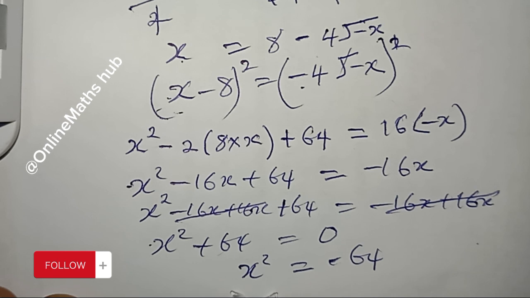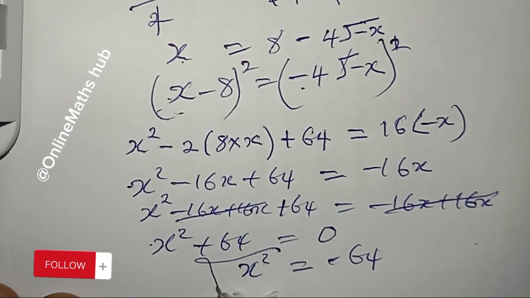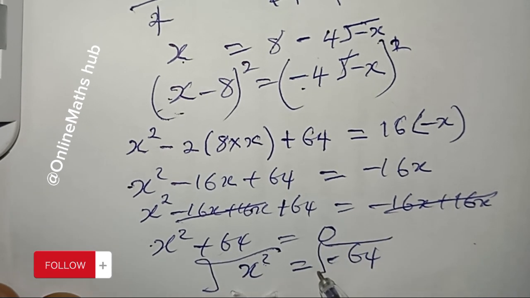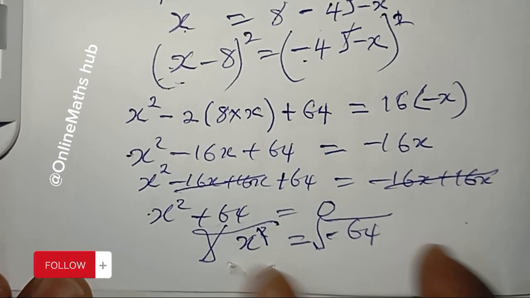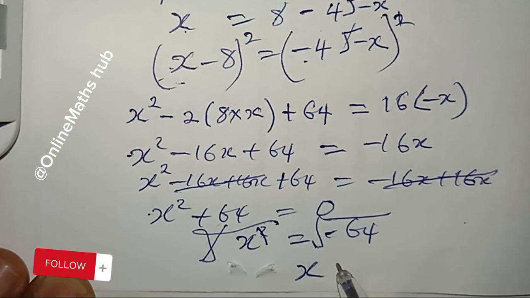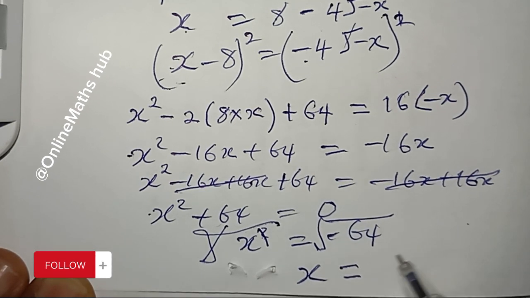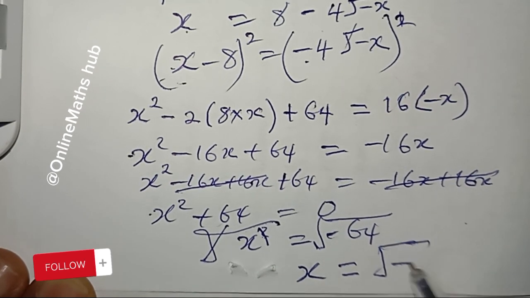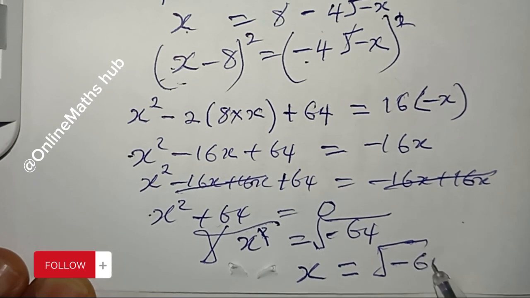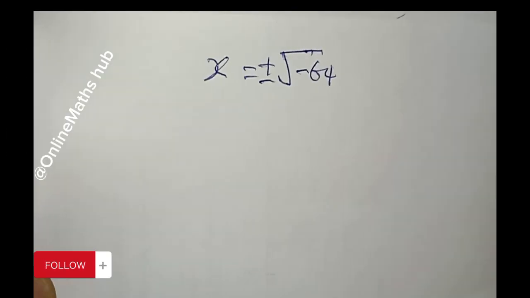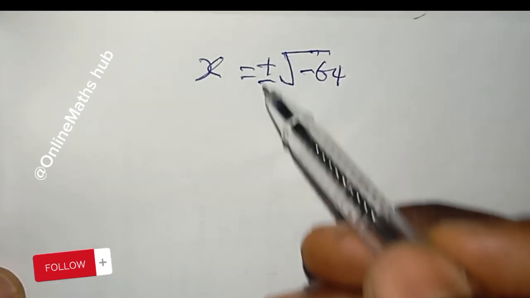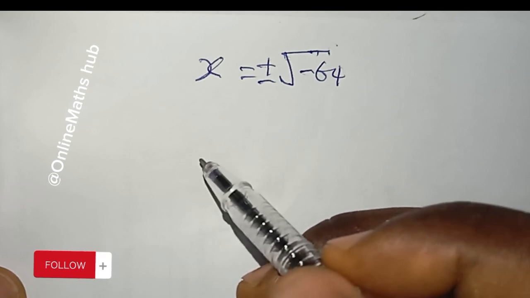Moving forward, I will take the square root of both sides so that I can remove these. So this is square root, and this one is square root. These two will cancel this, and x is now equal to the square root of negative 64. Of course, this is plus or minus. So what I have here is x is equal to plus or minus root negative 64.